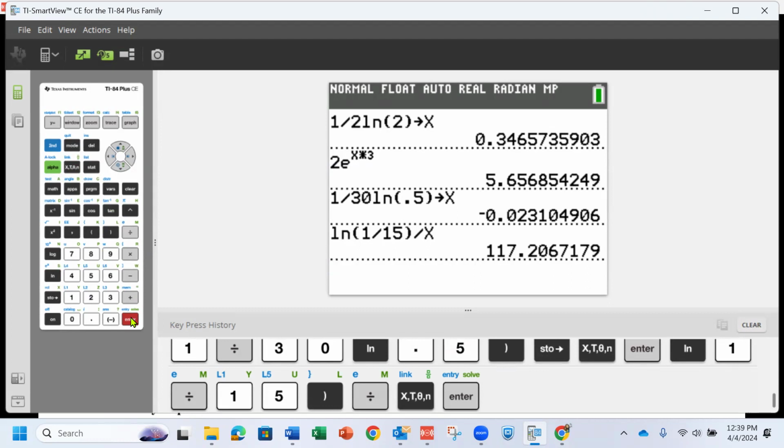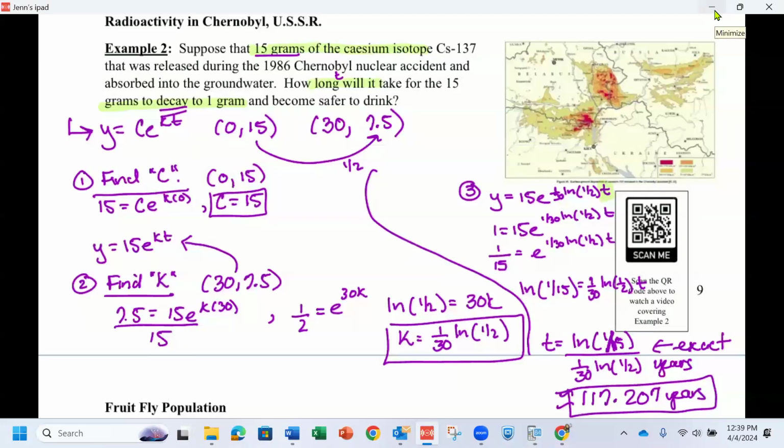So it's going to take approximately 117.207 years. So it'll take about 117.207 years for that groundwater to be safe to drink where that nuclear accident was.